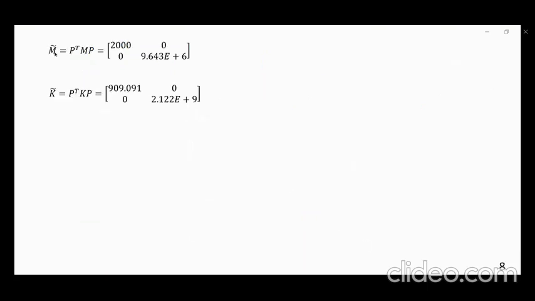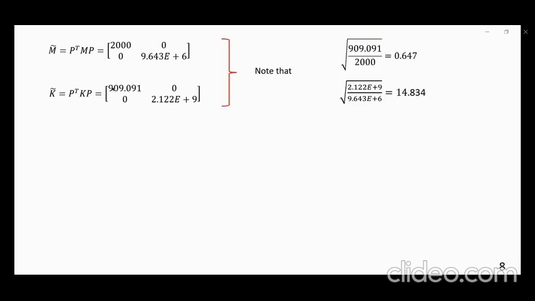Now, if I create this product, I told you in lecture 19 that this is going to be a diagonal matrix, and you can work it out, okay? And by the way, if you take this 909 divided by 2000 and take the square root of it, you get exactly the natural frequency. And the same thing here. If you take this 22.1 e to the 9 divided by this, and take the square root, you get the natural frequency.